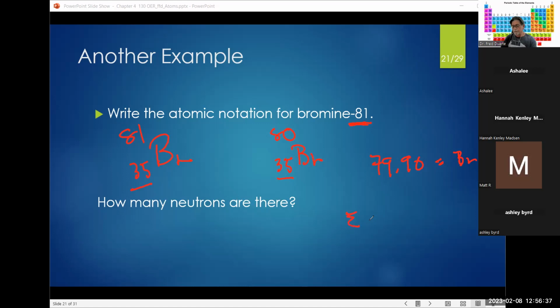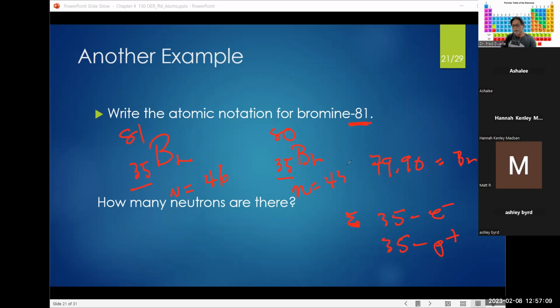35 electrons and 35 protons. And where they differ now is neutrons. How many neutrons does bromine 81 have? 46. And how about bromine 80? It would be 47. No, the other way. 45.